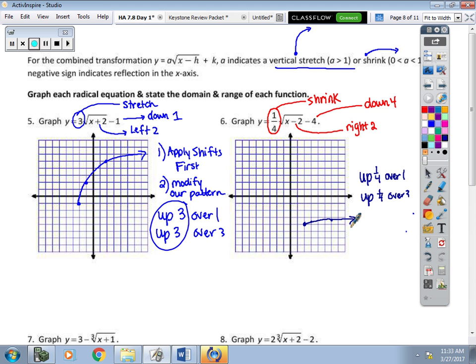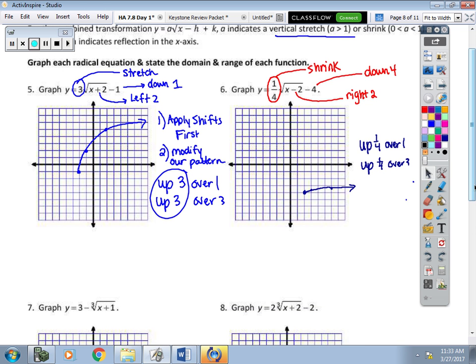All right, now be careful on 7 and 8. They switch to cube roots. Oh, we forgot domain and range. Let's go back.